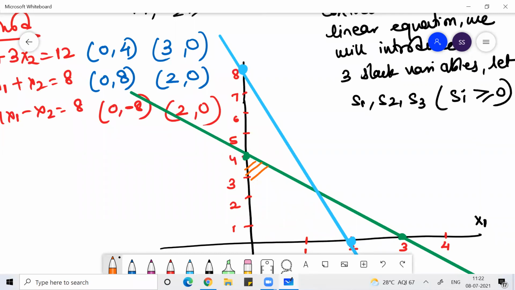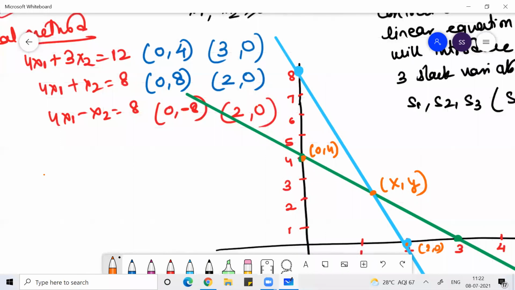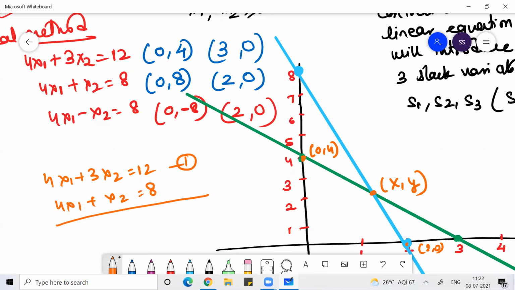Now, guys, if I ask you the coordinates, what is this coordinate? This is 0, 4. What is this coordinate? 2, 0. What is this coordinate? This is x, y. How will I find this x, y? By simply solving the two equations. The two equations I have are 4x1 plus 3x2 equal to 12, and 4x1 plus x2 equal to 8.